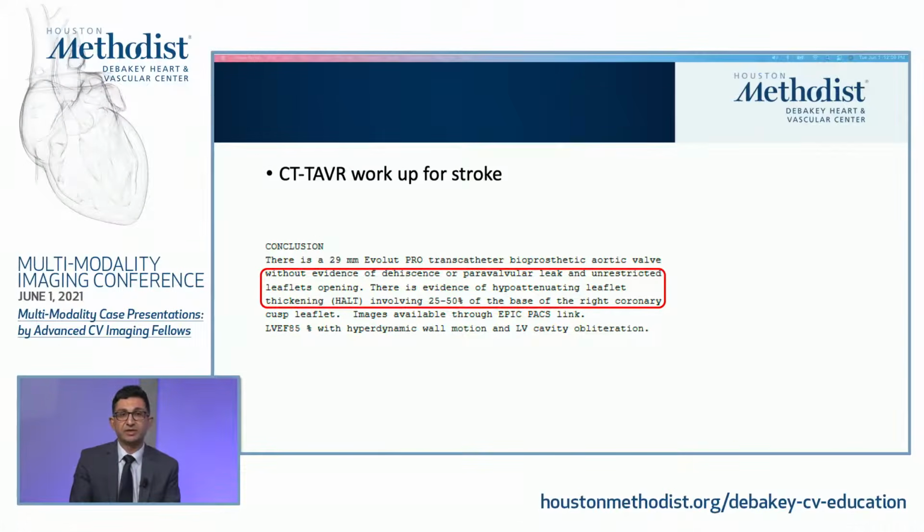This is how his CT TAVR was reported. No evidence of dehiscence of the valve, overall functioning well. It opens well, however, there is 25 to 50% thickening of the right coronary cusp.